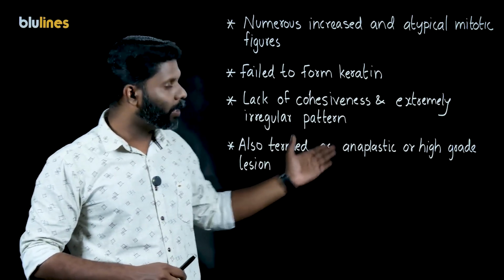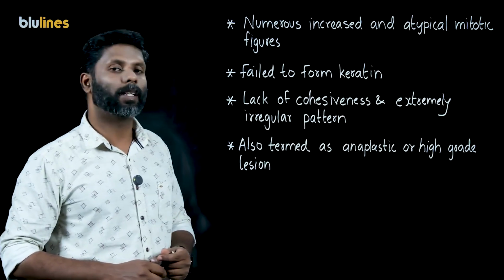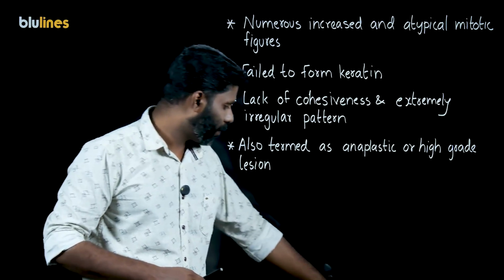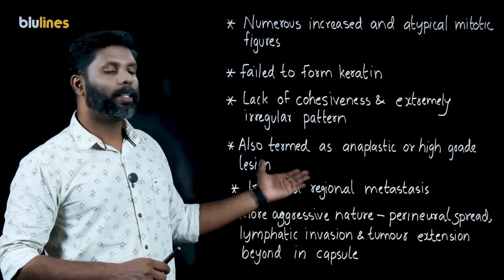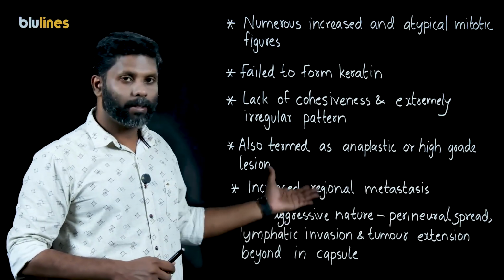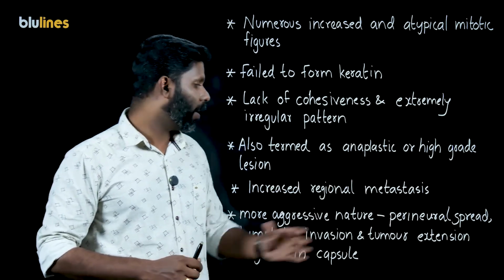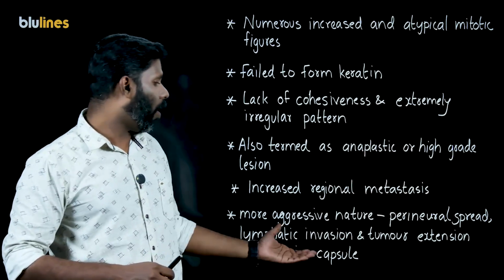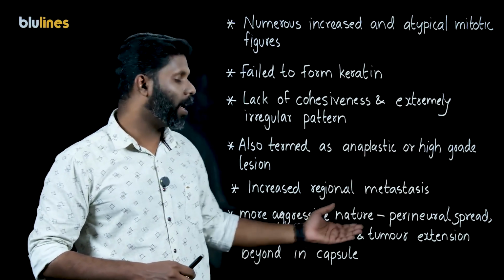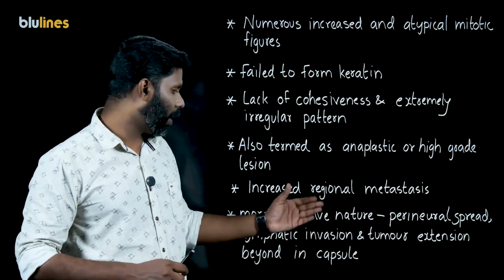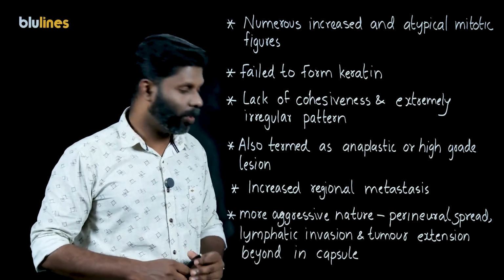So it is also otherwise termed anaplastic or high-grade lesion or high-grade carcinoma. And there will be increased regional metastasis. And some of the more aggressive features are if they involve the nerve, that is perineural spread, or lymphatic invasion and tumor extension beyond the lymph node capsule. So these are the aggressive nature of the tumor.